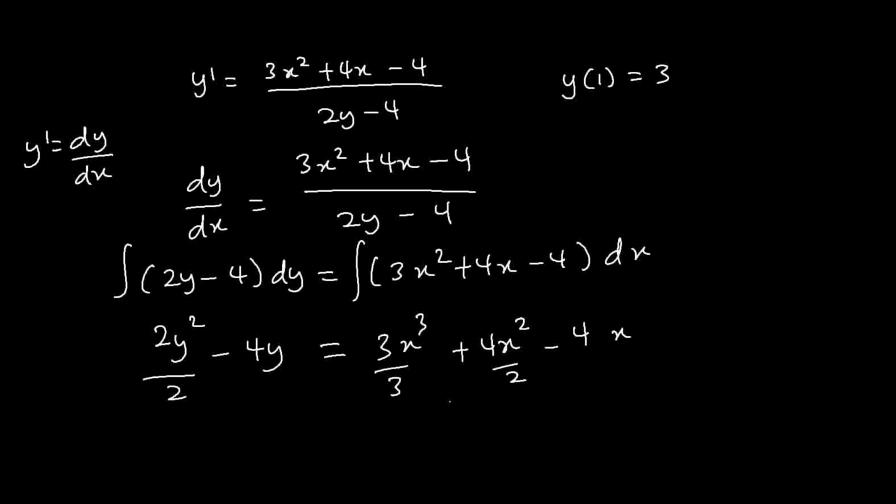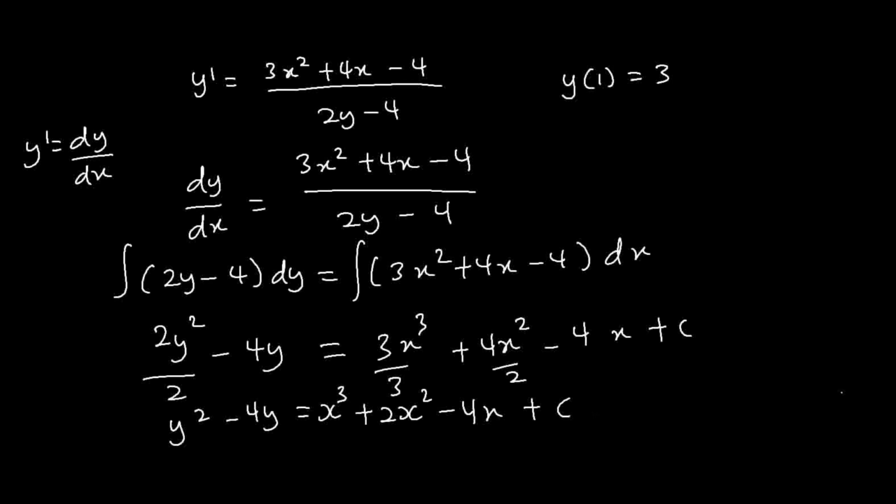Okay, so simplifying this, I have y squared minus 4y equals x cubed plus 2x squared minus 4x plus the constant c. Okay, let's not forget it. So what you have here is the general solution.